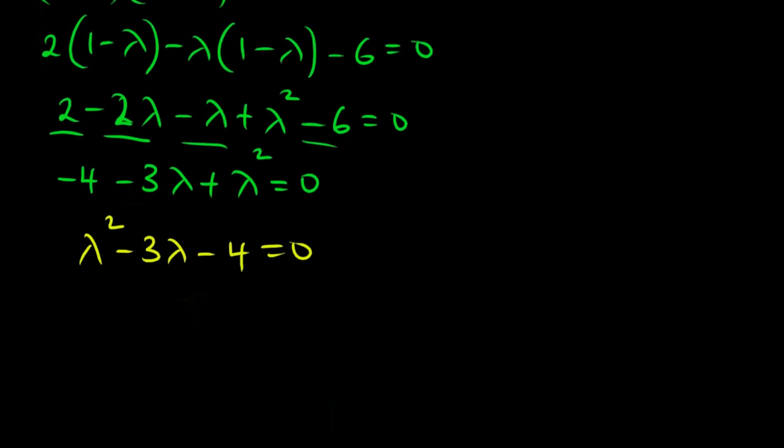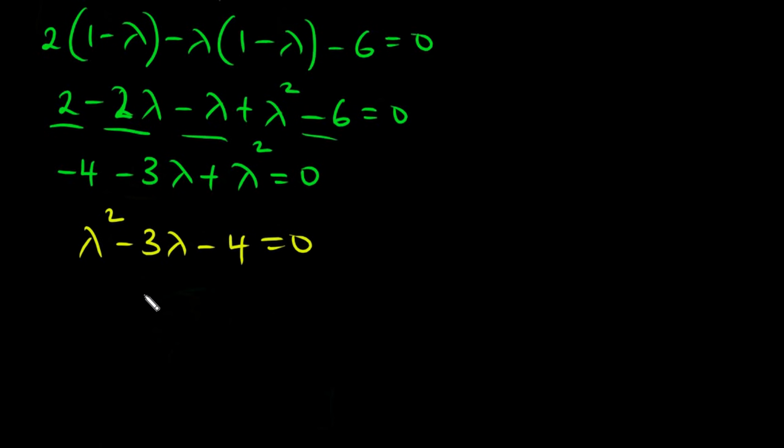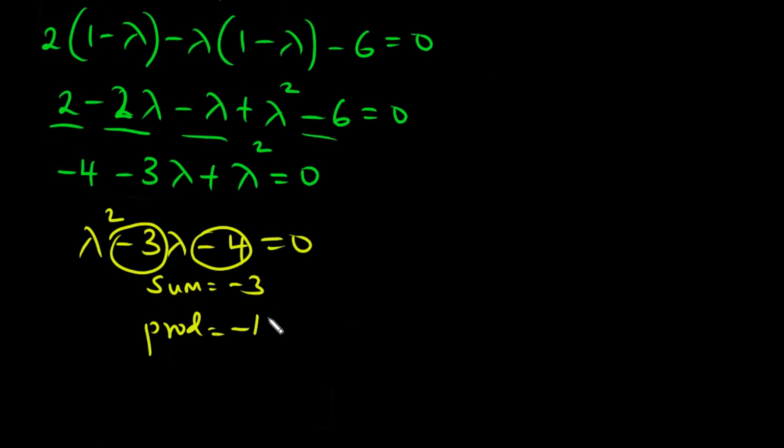So we're going to look for two numbers whose sum is negative 3 and whose product is negative 4. Just try to figure out what these two numbers are. Their sum is -3 and their product is -4. It turns out that these two numbers are -4 and 1. So we can confirm whether they are actually the ones. -4 plus 1 is -3, and -4 times 1 is -4. So those are the two numbers.